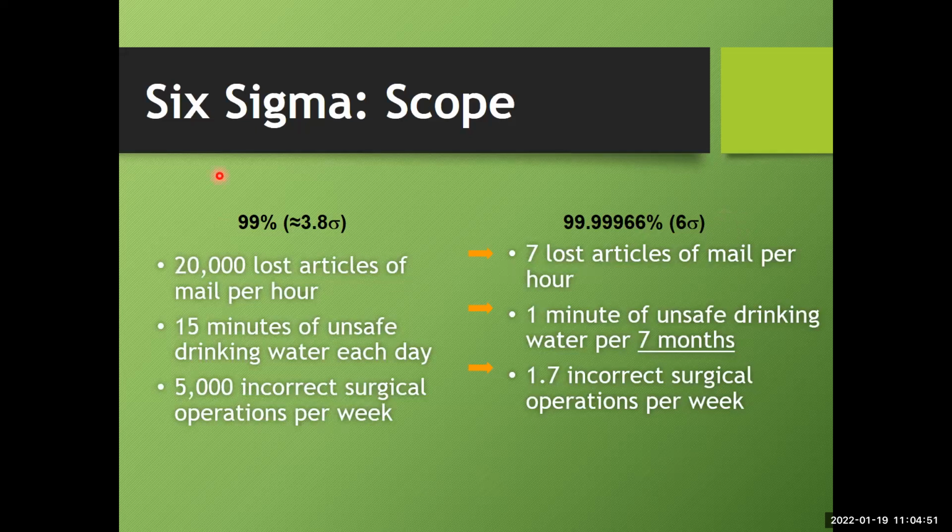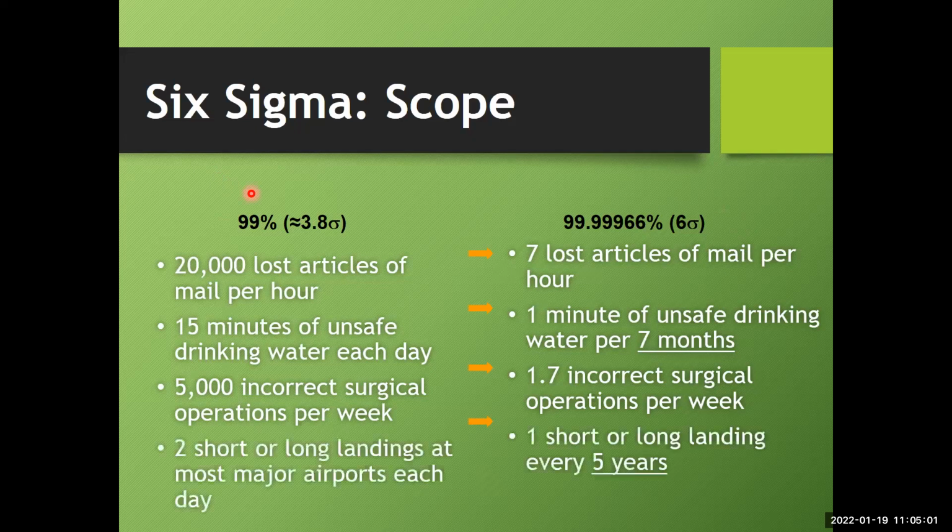And some of the industries, as we just observed, are operating at the 1 or 2 sigma level. The majority of Indian industries are small and medium sector industries. Too short or long landings at major airports each day at this level. And if we achieve 6 sigma, 1 short or long landing in every 5 years. These are research facts, these are not quoted by me.